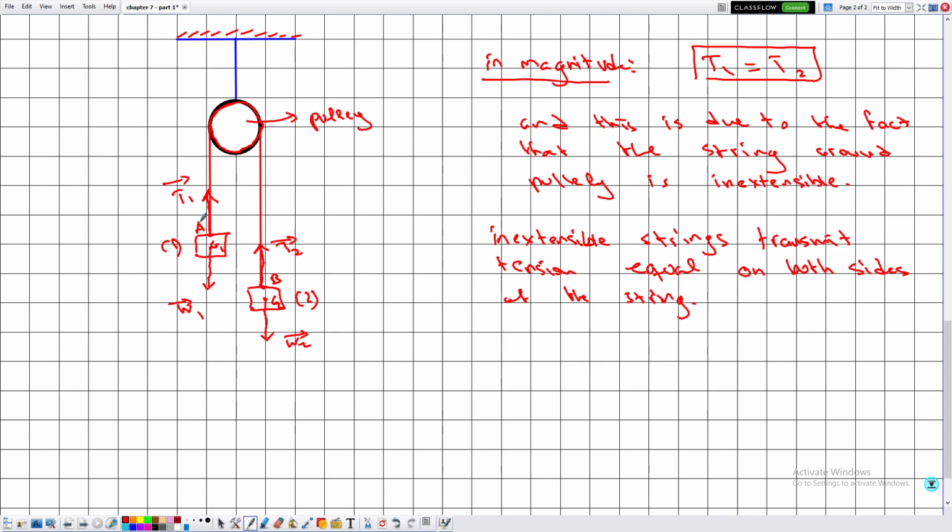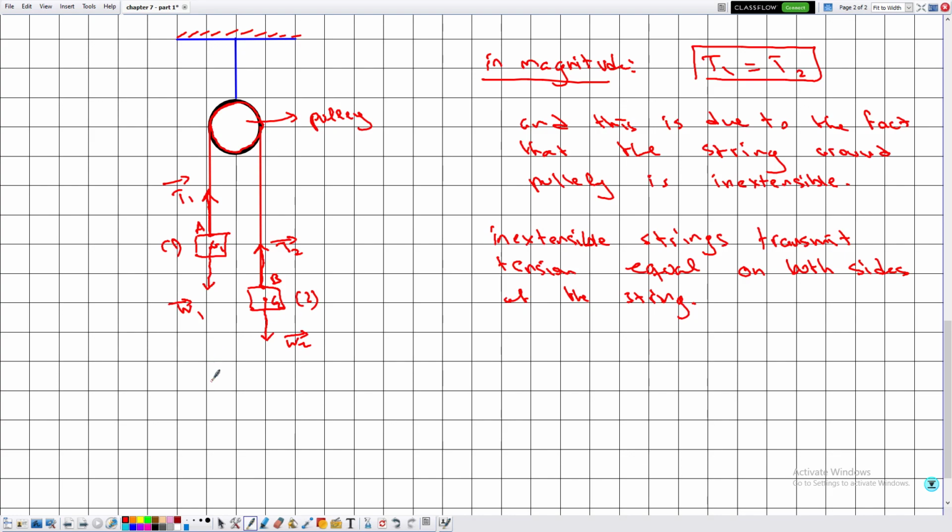So the tension T1 here at the free end of the string at the point A is equal to the tension T2 at the free end of the string at the point B. Here we are saying in magnitude because sometimes the other properties, for example here the point A and the point B, are not equal. So here the line of action and the direction for both forces are equal, but in other cases it may happen that the line of action and the direction of T1 and T2 are not equal.